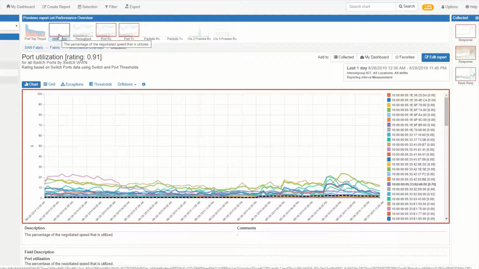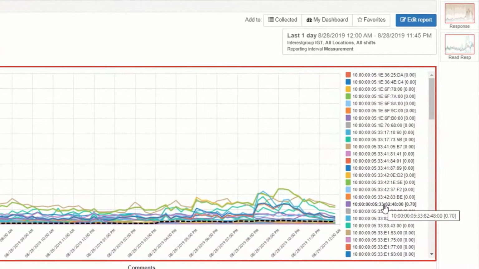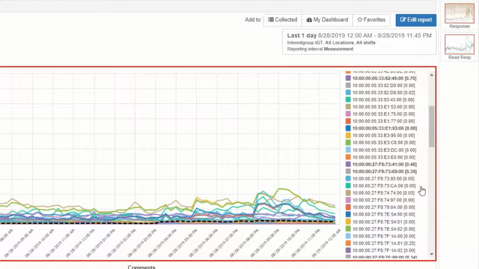And it's highlighted in red. That tells me there's some exceptions happening. And then if I look at the legend here, it's got the switch port, or the switch WWPNs. Usually it would be the switch name, but I've anonymized those for the sake of this video. You can see though in the parentheses I have square brackets here, and I have a number of 0.7 that indicates a pretty high rating.